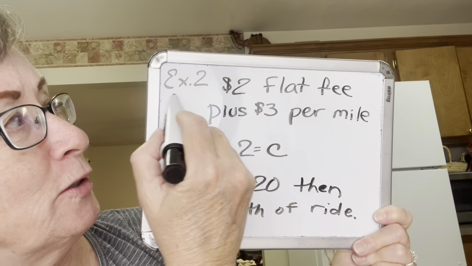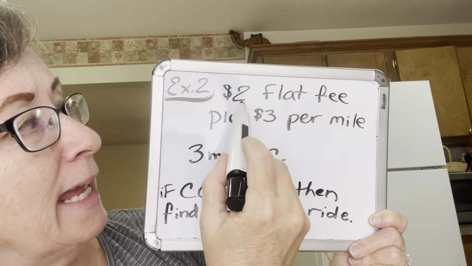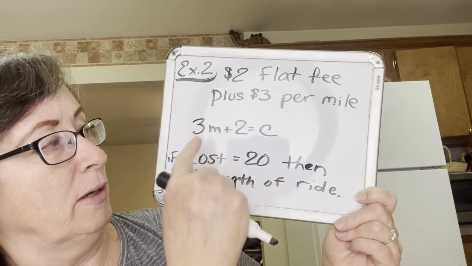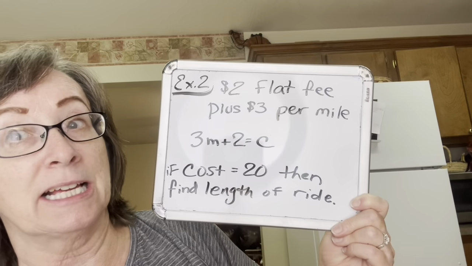But example 2 in your book says, let me read it to you, okay? It says, if a taxi company charges a $2 flat fee plus $3 per mile traveled, then the cost in dollars of the taxi ride is shown by this formula. 3M plus 2 equals C. Okay, so that's the example. 3M plus 2 equals C is the formula.